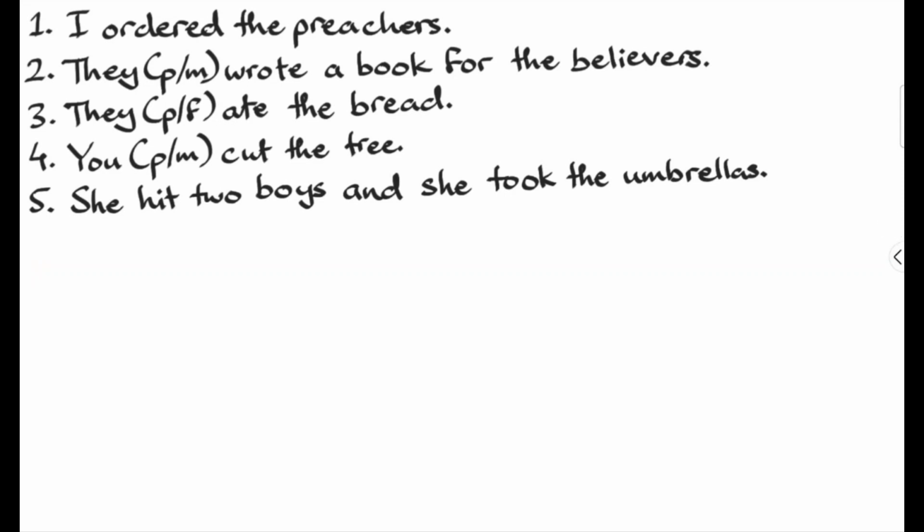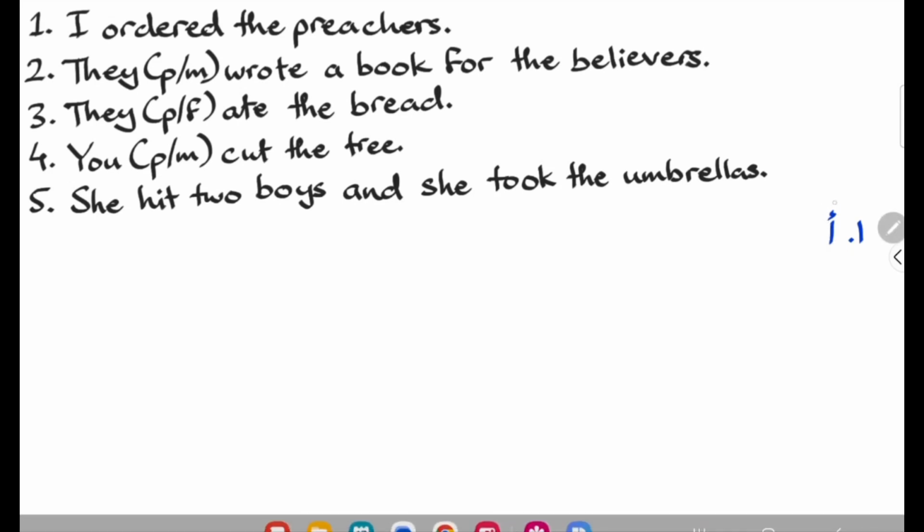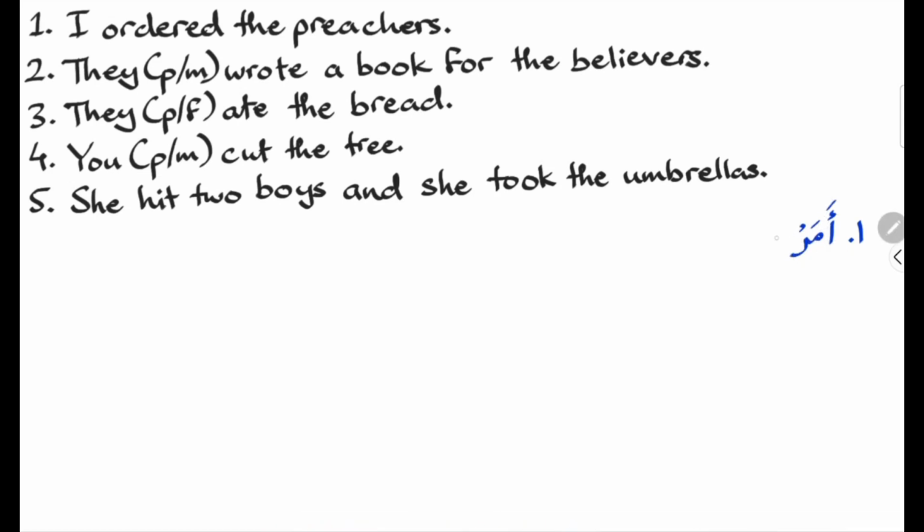Now let's move on to the exercises. The first sentence here is number 1. I ordered the preachers. Now I ordered is the fi'l plus the fa'il. Order is amara ya'muru, and this is from al-fi'l al-madi, and it's wahid mutakallim on the wazn of fa'altu. So amara on the wazn of fa'altu is amartu.